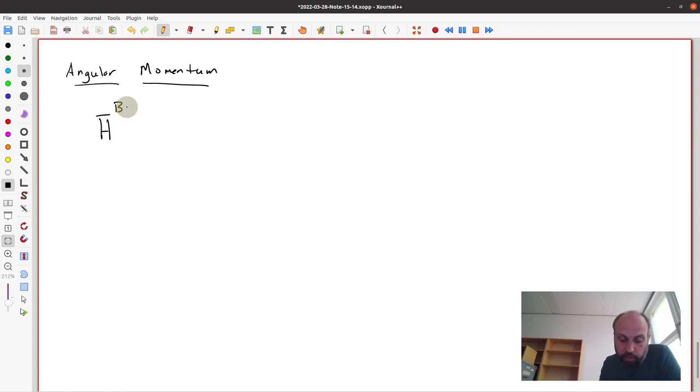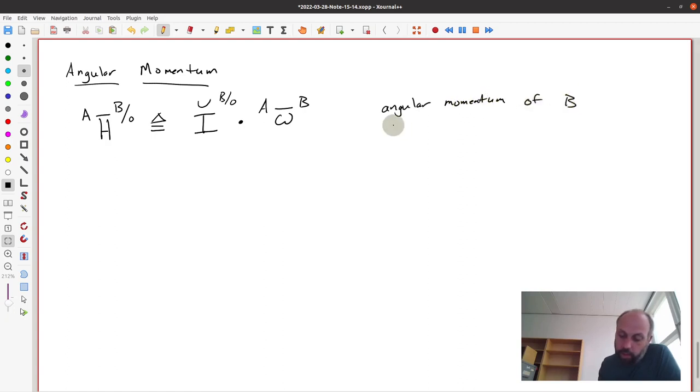So I can say the angular momentum of some body B with respect to a point O in the reference frame A is equal to, and this is a definition, the inertia dyadic of B with respect to O dotted with the angular velocity vector of that body B in A. Okay, this is the angular momentum of B about point O in reference frame A. So the dyadic makes that a nice operation. Dotting the inertia dyadic with the angular velocity gives us angular momentum.